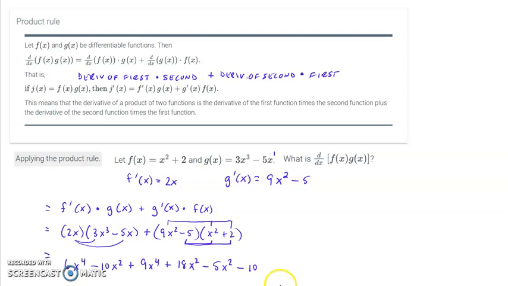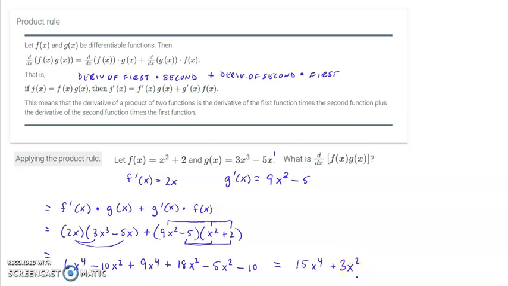Alright, and now let's go ahead and simplify. We can combine like terms. Alright, I'm looking at my x to the 4th powers. I've got 6x to the 4th and 9x to the fourth for a total of 15x to the fourth. I don't have any x cubes, but I do have a bunch of x squareds, right? A negative 10x squared, a positive 18x squared, and a minus 5x squared. Be careful when you're combining all of those. So 18 minus the 10 will give me 8, minus the other 5 will give me a positive 3x squared.